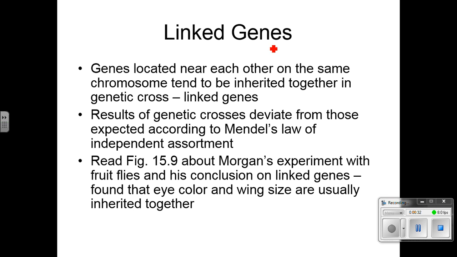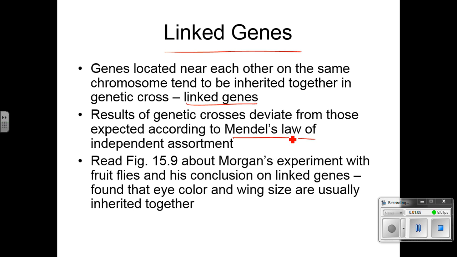Chapter 15, sections 3, 4, and 5. This new topic on linked genes is going to be a little bit more challenging because it's not something we've ever really thought about before. Genes located near each other on the same chromosome can be inherited together in a genetic cross. These are linked genes. Now, don't confuse this with sex-linked traits. Sex-linked traits are traits that are carried on the X and Y chromosome. Linked genes occur on any of the autosomes, which are the chromosomes that are not X and Y, the sex chromosomes, and they're inherited together because they're so close together on the same chromosome.